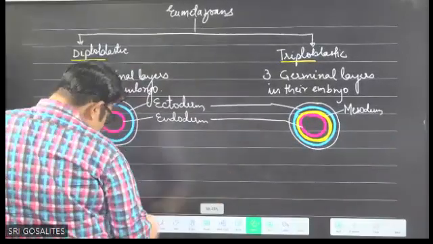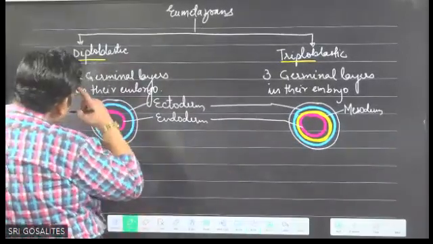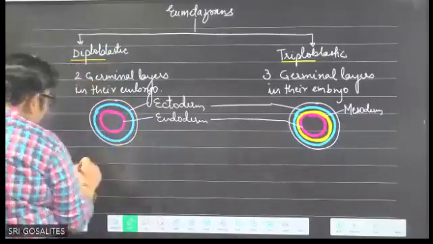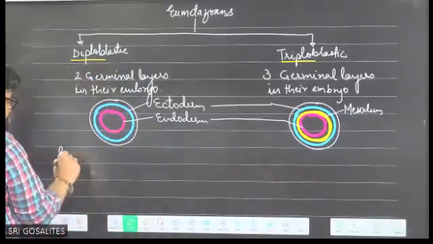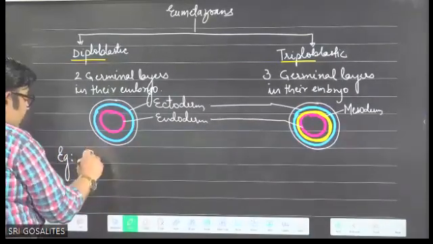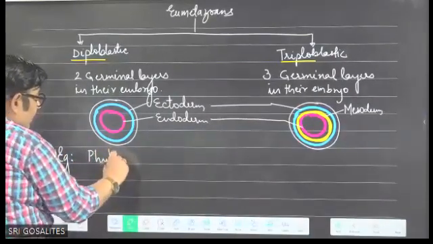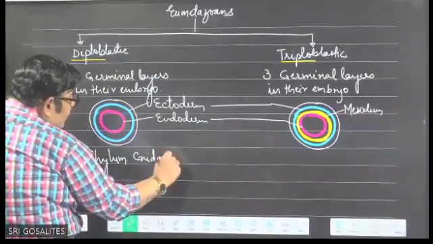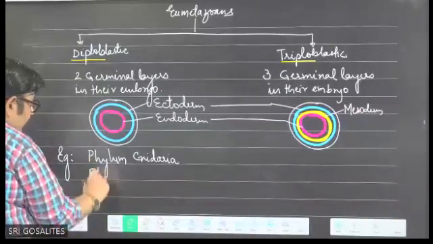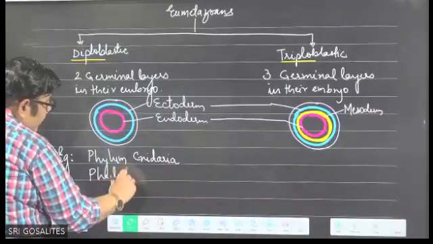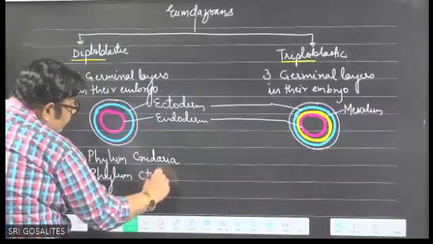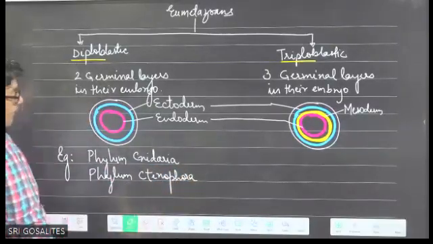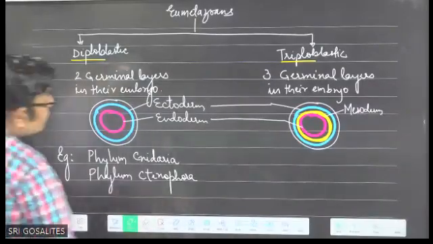Okay, I'll be coming to talk to you. Just let me write down the names of the phyla. Very easy. We have only two examples. One is the members of the phylum Cnidaria, and members of the phylum Ctenophora. These are the diploblastic ones.